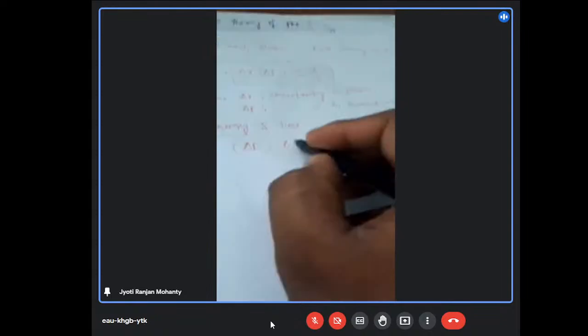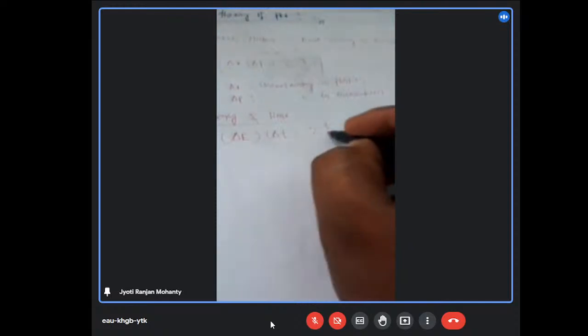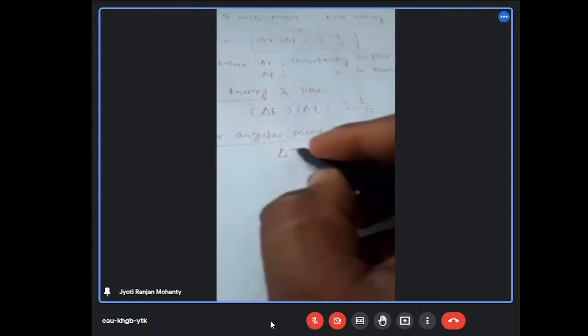Similarly, for energy, it has also been seen that we cannot measure energy and time simultaneously. One will be correct, another will be incorrect. Del E multiplied with time, del t, is greater than or equal to h cross by 2. All of you know the linear momentum. This is angular momentum. The angular momentum means J, J for angular.